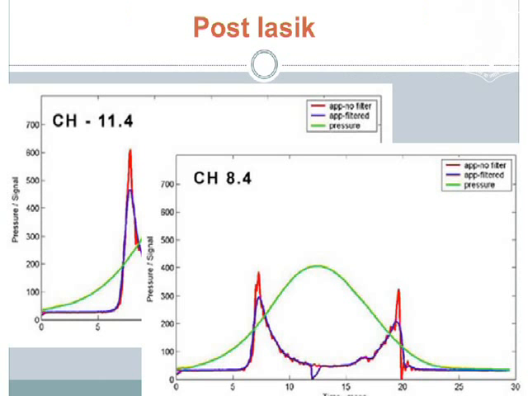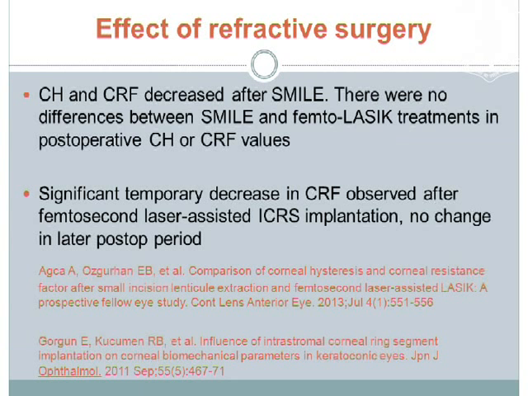Post-LASIK, this is the ORA in a normal patient, and post-LASIK you see that again the amplitude is very low and the signal is not smooth and the CH is very low. And there are a lot of studies which have compared these values with keratoconus, and they have concluded that post-LASIK eyes also have very low values, very similar to patients with ectatic disorders. Also, there has been a report on the difference in the CH and the CRF after using the SMILE procedure, because it is said that it probably does not weaken the cornea as much.